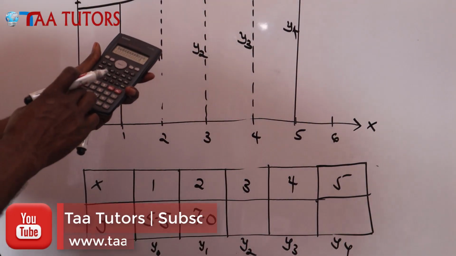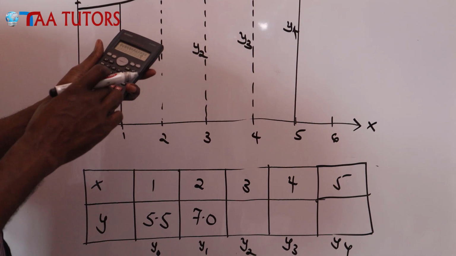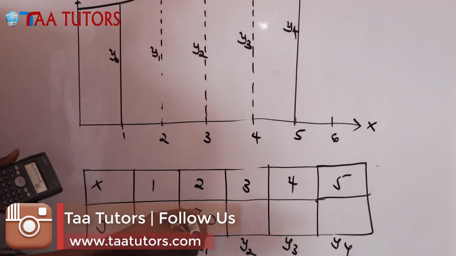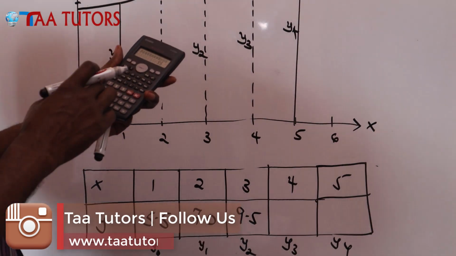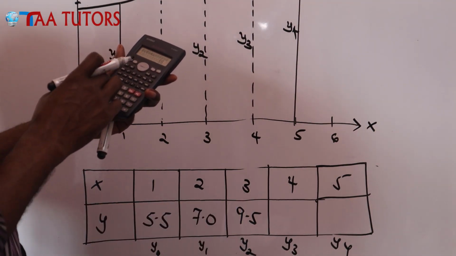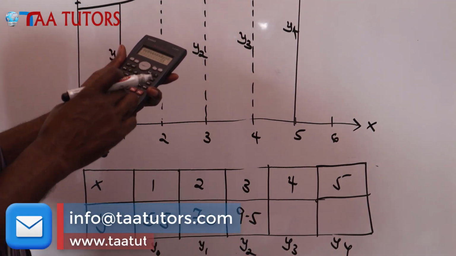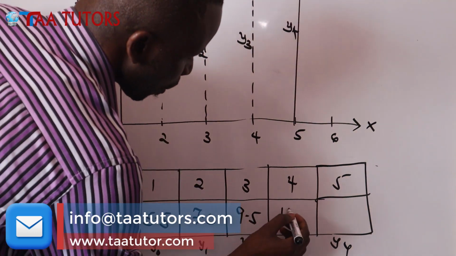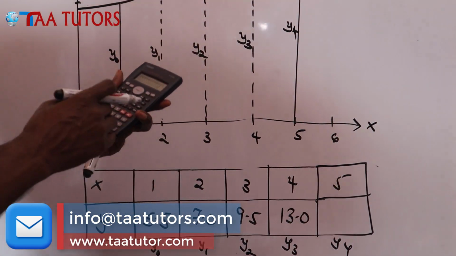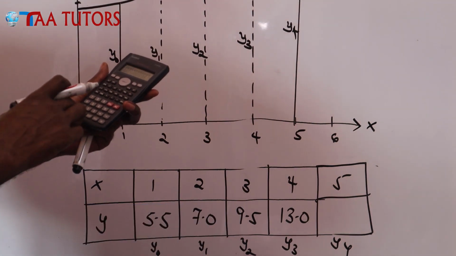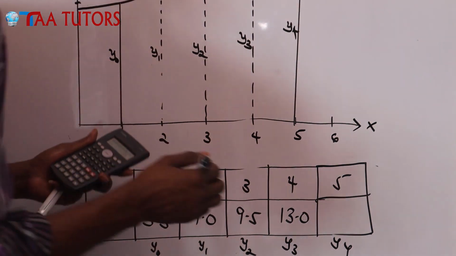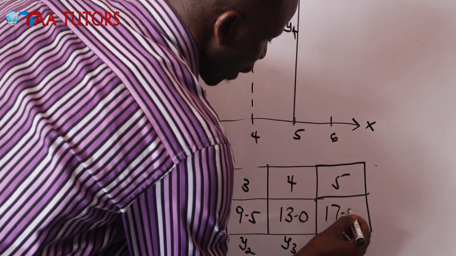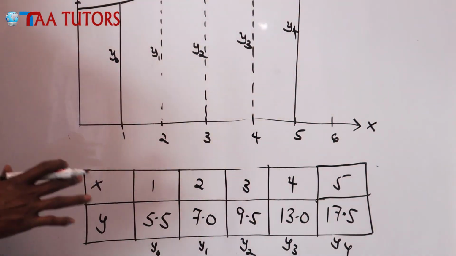What about if it is 3? So 3 squared plus 5 is going to be 9.5. What about if it is 4? It's going to be a half times 4 squared plus 5, which is 13.0. What about if it is 5? So it is going to be 5 squared plus 5, which is 17.5. So we have filled the values of y.